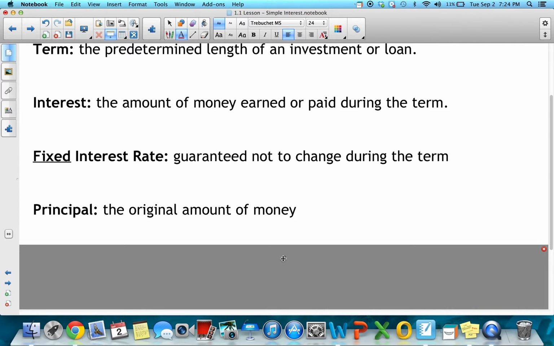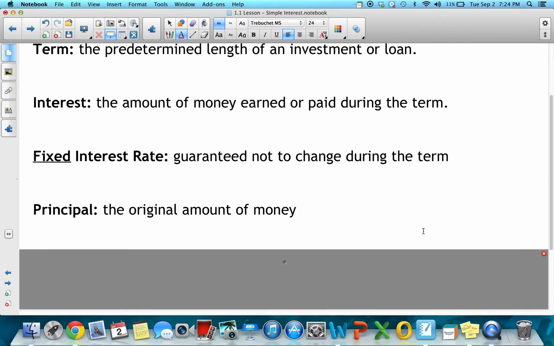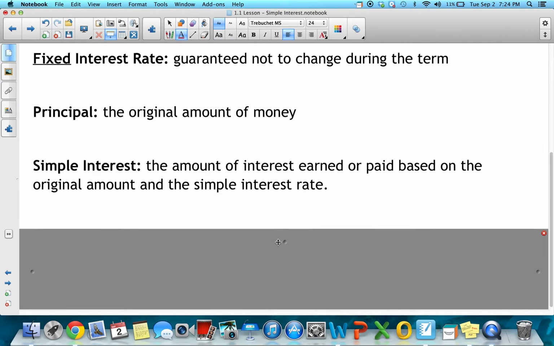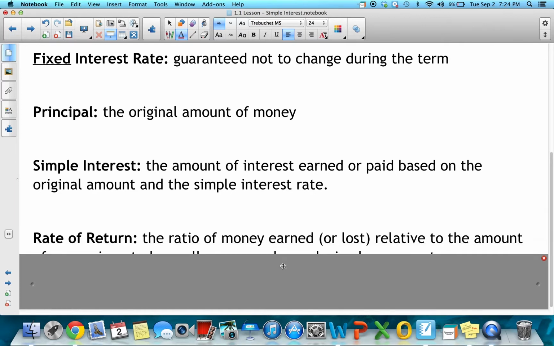The next one is the principal. The principal is the original amount of money, the amount of money that you're starting with. Simple interest, which is what we're going to be talking about only today, is the amount of interest earned, or again, the amount of interest paid, based on the original amount and the simple interest rate. The reason it's called simple interest is because it's calculated very simply. There is just one flat formula, there's no changing, there's nothing making it complicated, it's just straight up do it one way.